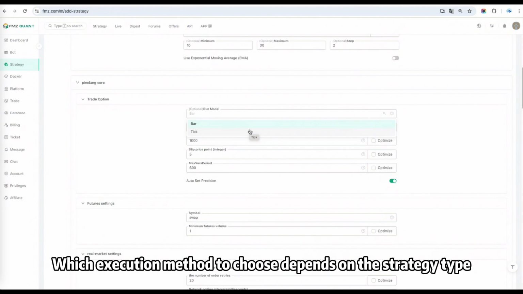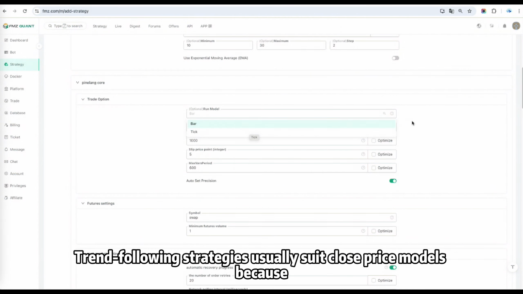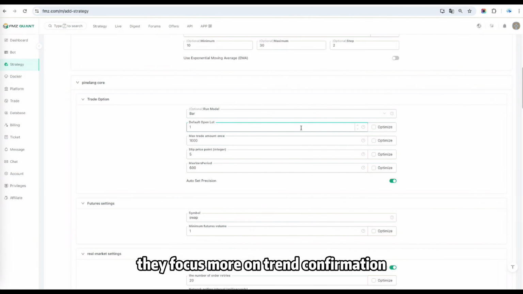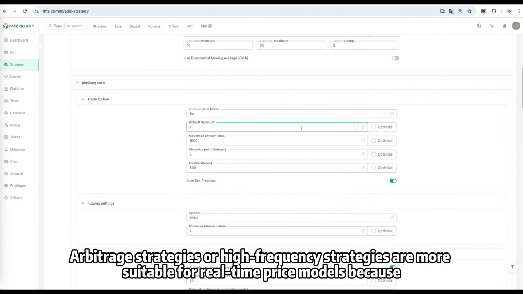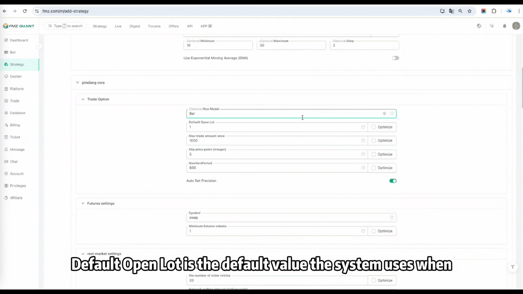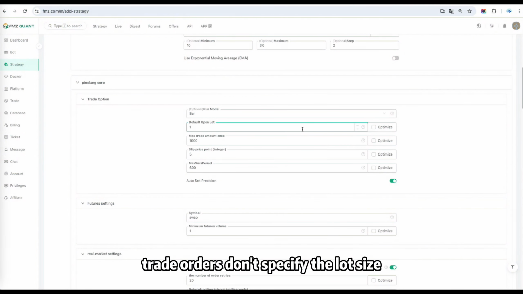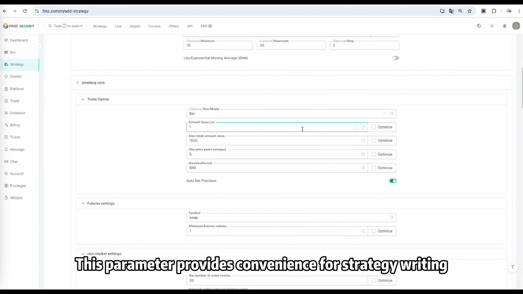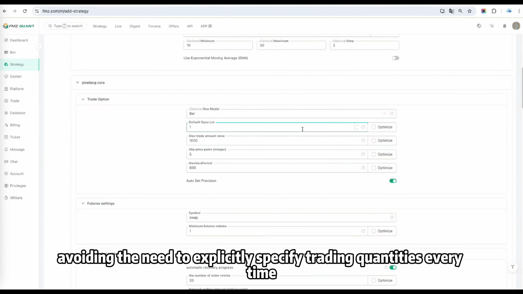Which execution method to choose depends on the strategy type. Trend-following strategies usually suit close price models because they focus more on trend confirmation. Arbitrage strategies or high-frequency strategies are more suitable for real-time price models because they need to respond quickly to price differences. Default open lot is the default value the system uses when trade orders do not specify the lot size. This parameter provides convenience for strategy writing, avoiding the need to explicitly specify trading quantities every time.